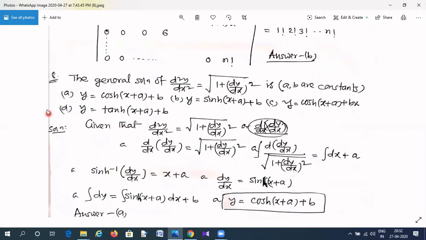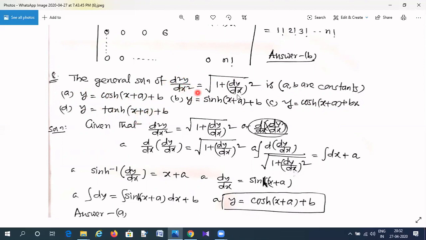Now the next question, question number 8. The general solution of d2y/dx2 is equal to root over 1 plus (dy/dx) whole square, where a, b are constants, is: option A, y is equal to cos hyperbolic x plus a plus b. Option B, y is equal to sin hyperbolic x plus a plus b. Option C, y is equal to cos hyperbolic x plus a plus bx. And option D, y is equal to tan hyperbolic x plus a plus b.